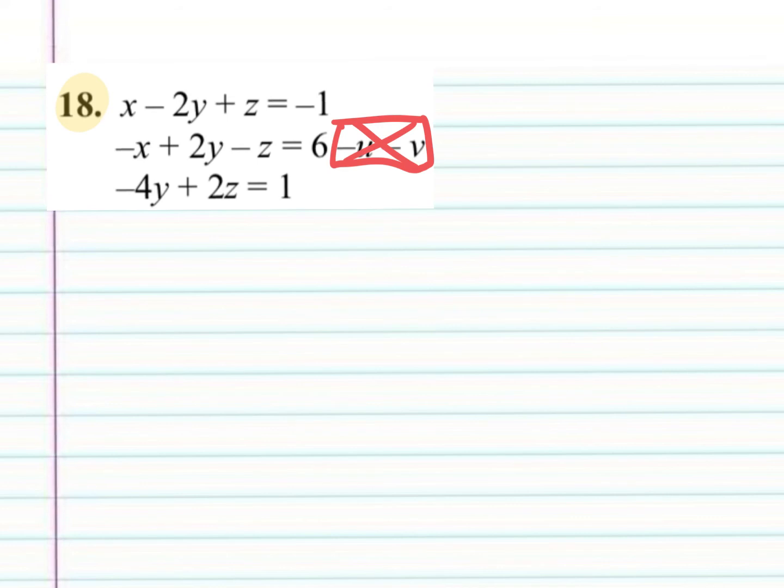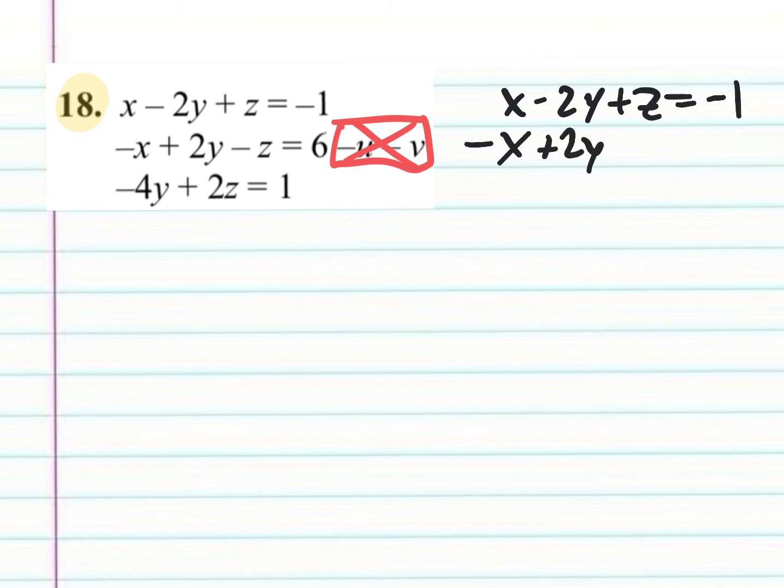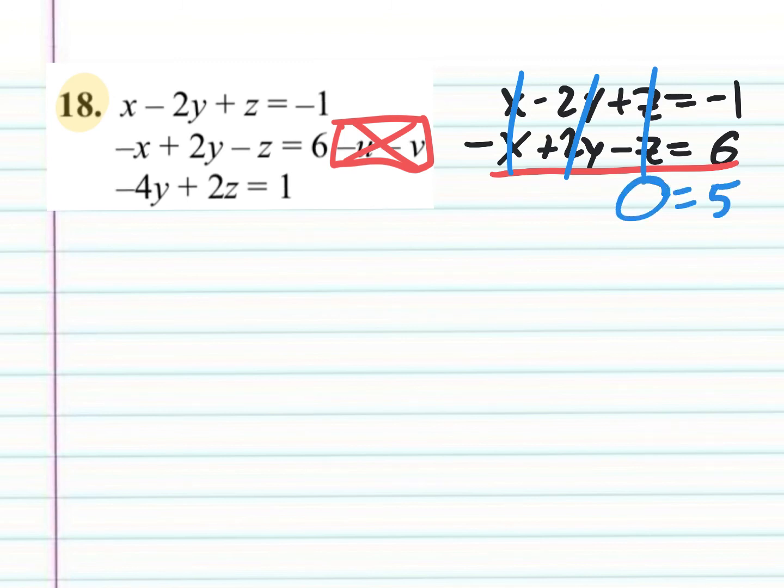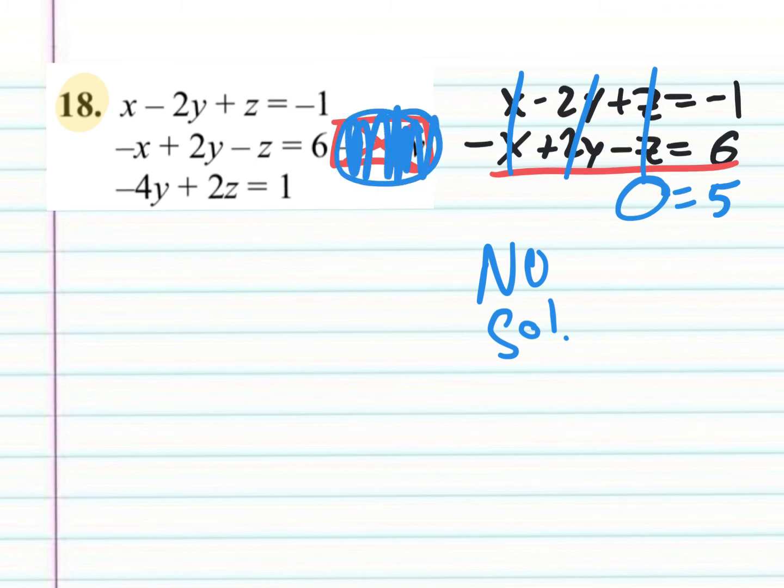Okay? So if we said, I want to cancel out X's because they're ready to go, right? When you rewrite the top one, X minus 2Y plus Z equals -1, and you do the middle one, negative X plus 2Y minus Z equals 6, and we combine and cancel to get our new equation number 1, everything cancels, so you get 0 equals 5, and we know that that's not possible. That's a no solution. So no solutions are awesome, but you know what? Yeah, this thing, that thing, that's just not supposed to be there, okay?